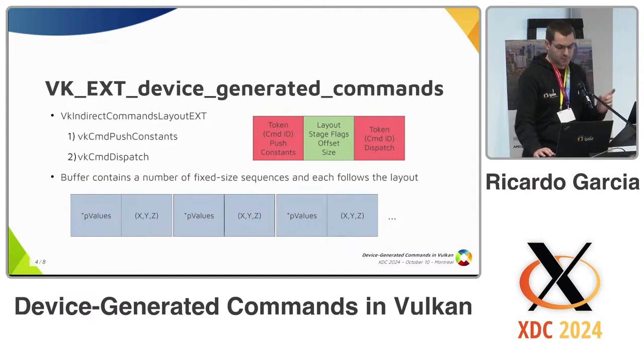The DGC buffer is divided into small chunks called sequences in the spec. The buffer can contain many such sequences, but all of them have to follow the layout that we specify in advance. For example, we have the push constant values of a known size, followed by the dispatch dimensions. So it is like that: push constant, dispatch, push constant, dispatch, push constant, dispatch. Okay.